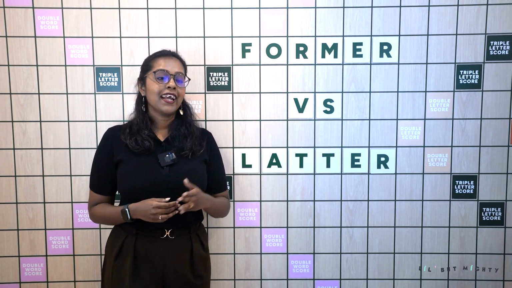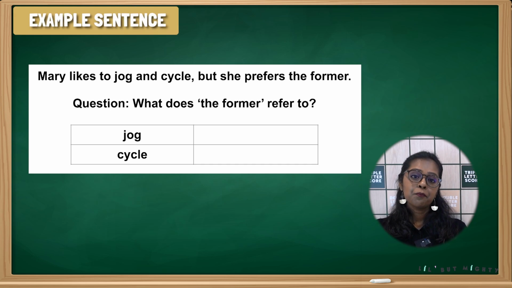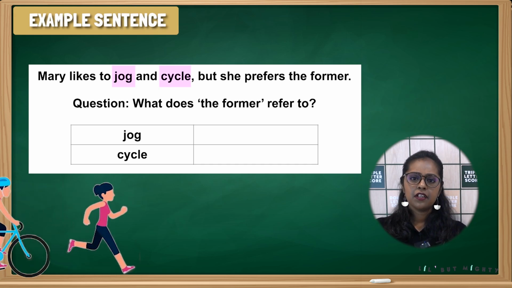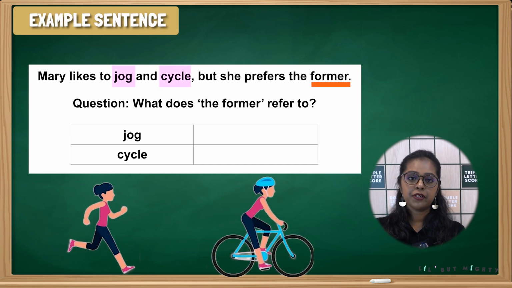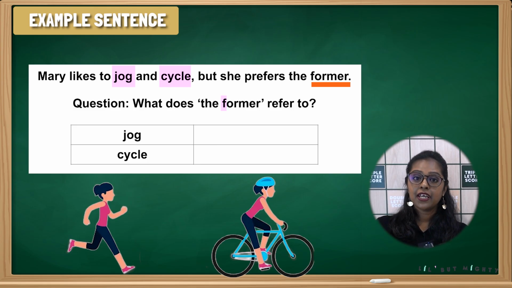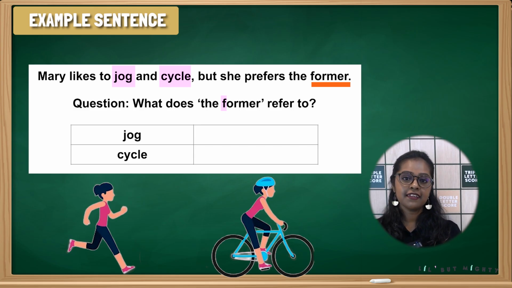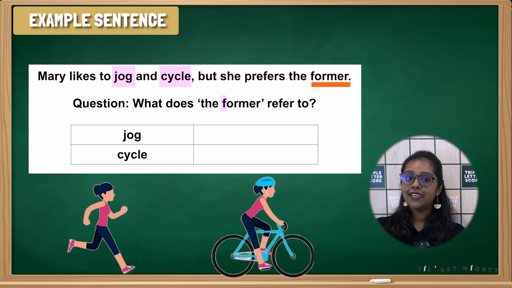Now that we have covered the definition, let's take a look at some examples. Mary likes to jog and cycle, but she prefers the former. What does the former refer to? Jog or cycle? Remember what I taught you earlier. F stands for first, so look at the first action mentioned in the sentence. The answer will be jog. Did you answer correctly? Well done! You are getting the hang of this.